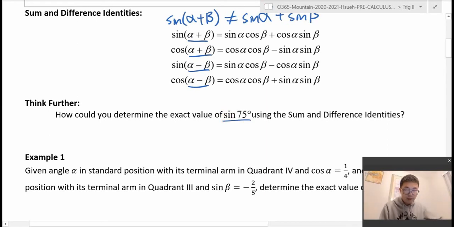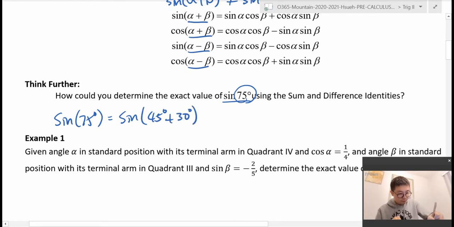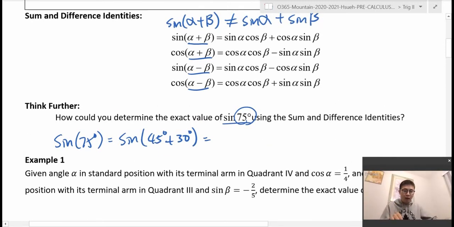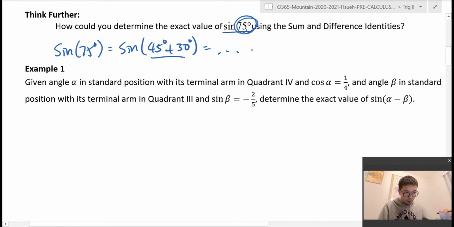If we're looking for the exact value of sine 75, so far the special angles will be like 0, 30, 45, 60, 90 degrees, and so on. Those are our special angles, but we don't have one for 75. However, I do notice that 75 degrees can be rewritten as 45 plus 30, and 45 and 30 are both special angles. So from here, we can use the sum identities to evaluate this. We're not going to do it right now; we'll do it later, but we can break 75 degrees into two different angles in which we can use the sum identities to evaluate. But for the first example, this is what we're going to do.